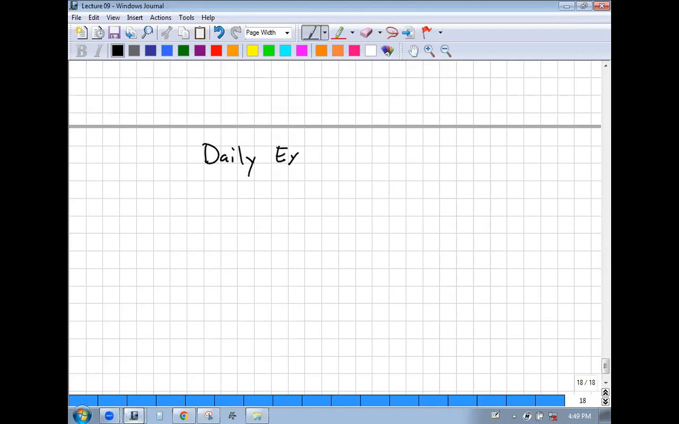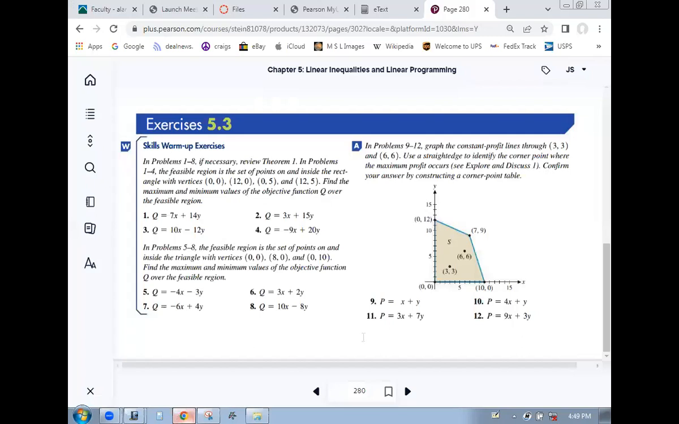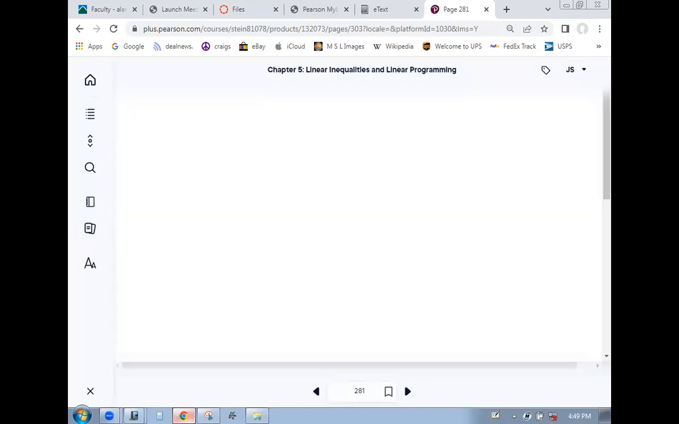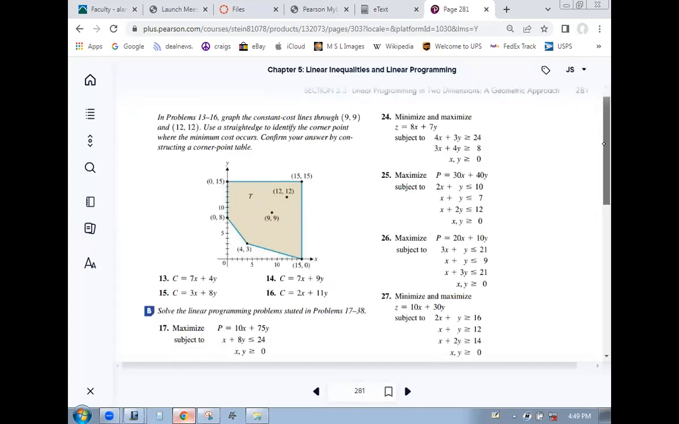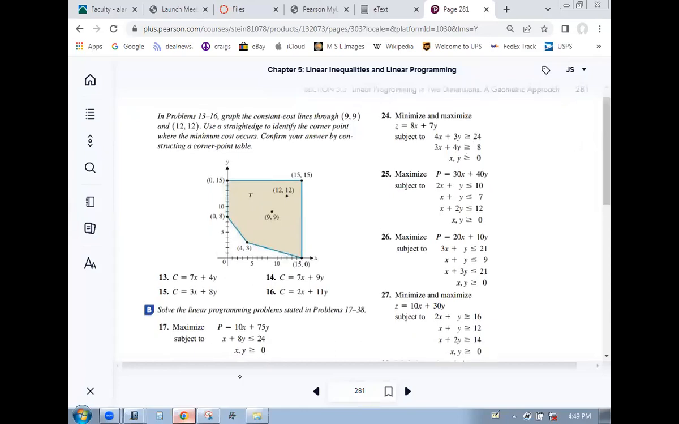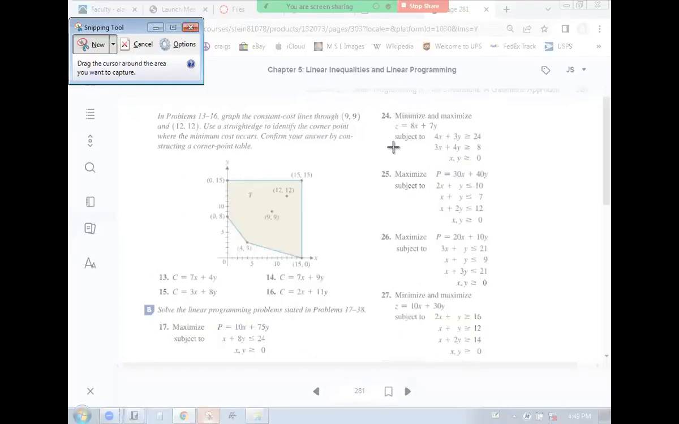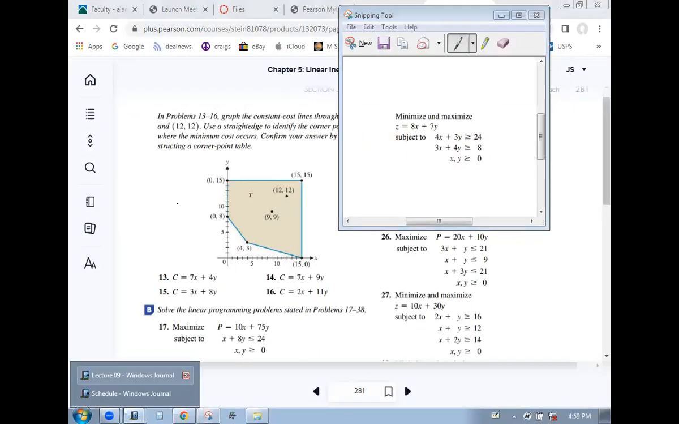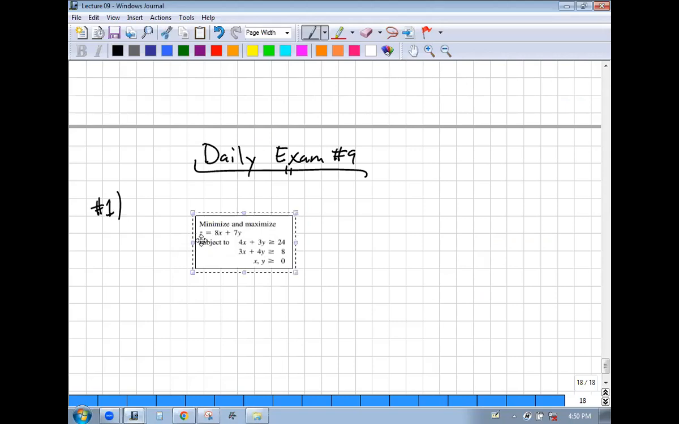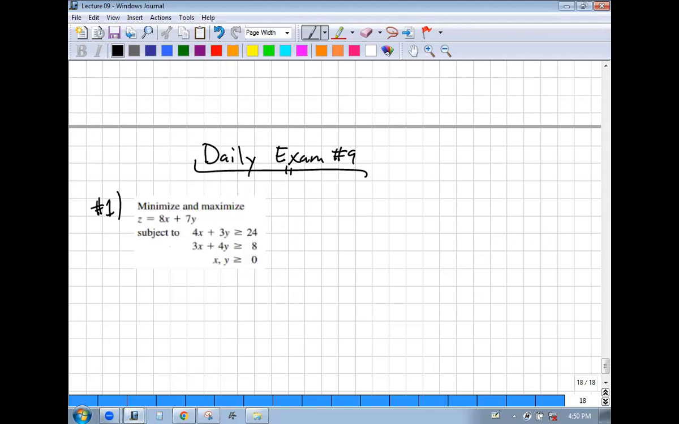So now we need an exam. Daily exam number 9. I don't want to give you linear programming for an exam. It's really long, tedious. Let's pick one out of the exercises here. They're up to constant profit lines. I don't want to grade that either. Minimize and maximize. All right, I'll give you one of these. Just do one problem for this thing, so there's only one problem instead of two. One of these linear programming ones. Okay, so there's your exam for the day.